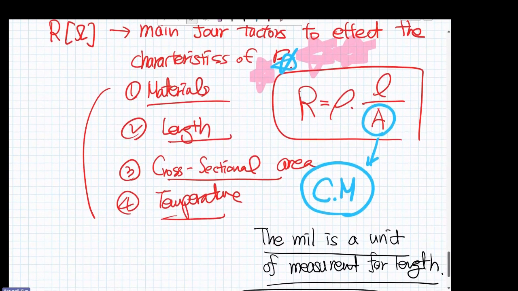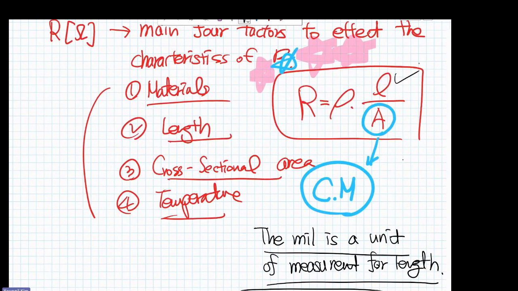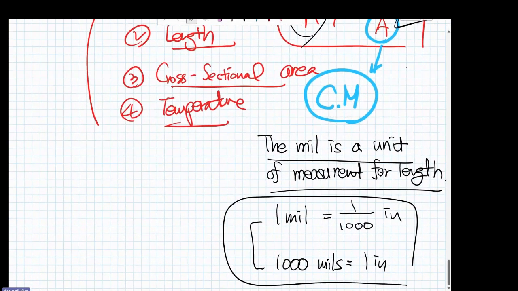Sometimes I gave you the clue of length. Oops, I'm sorry. Length, the cross sectional area in circular mils, and rho. You have to find R. Sometimes you have to find L from the given clues A, rho, R. You know what I mean? So it depends on the clue you have to use.